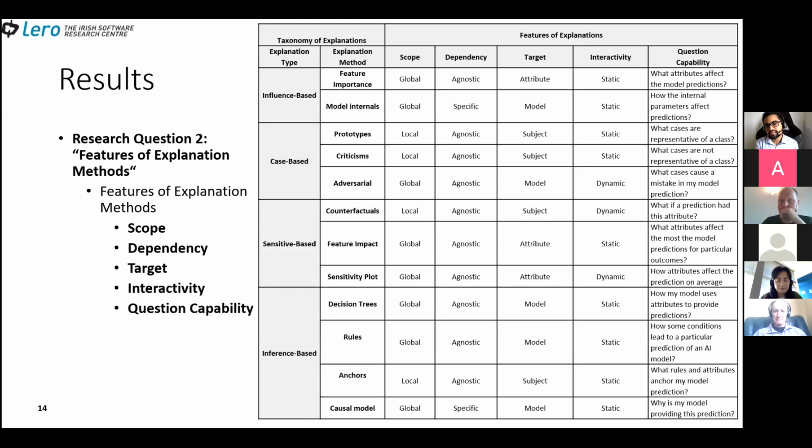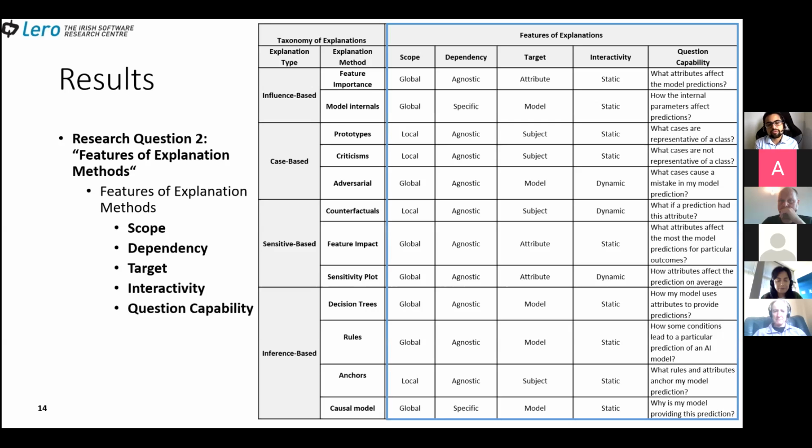For this alignment instantiation of methods to work, I have identified 5 key features of those methods, which are the scope, dependency, target, interactivity, and question capability. So based on those features, the explanation methods will be embedded in my process model.